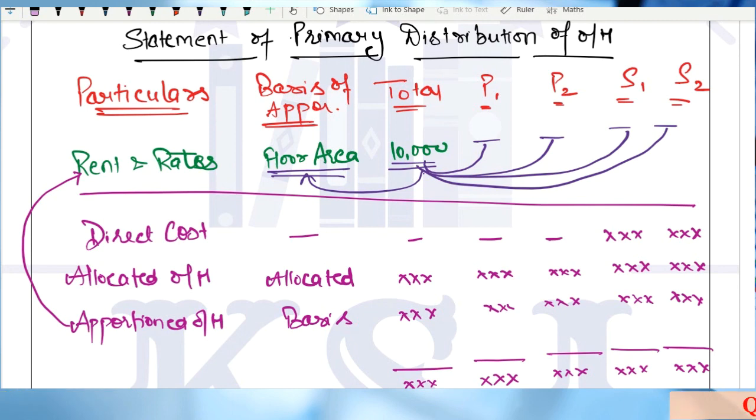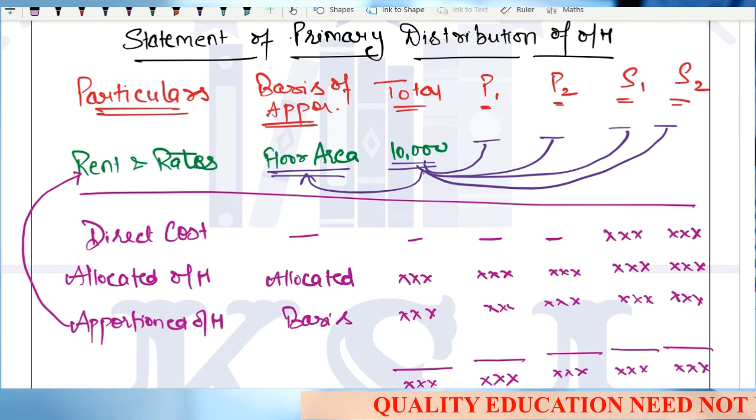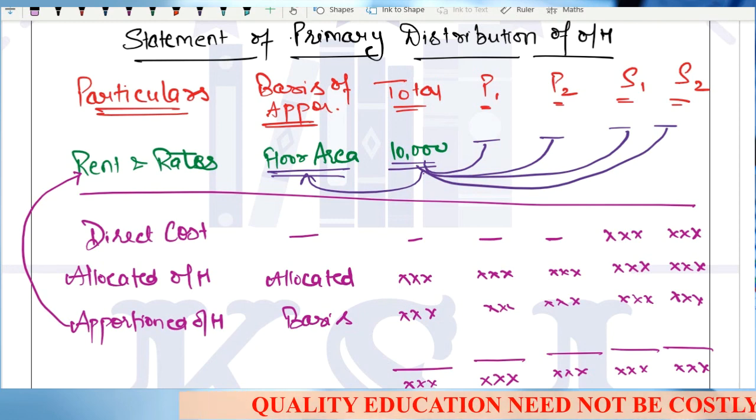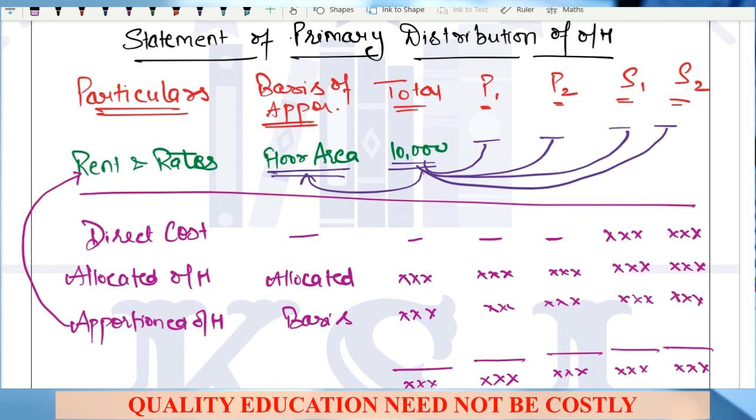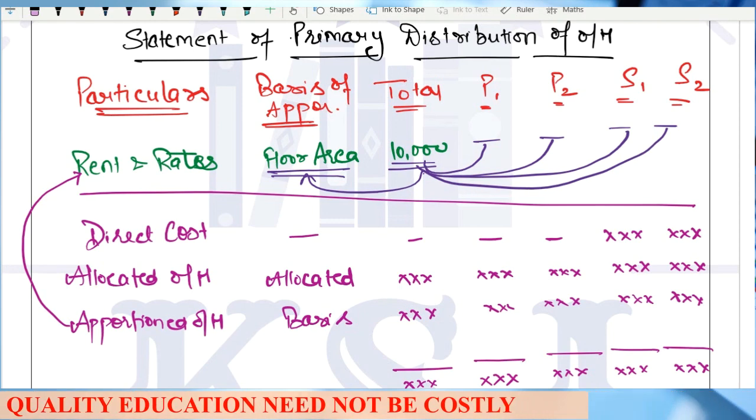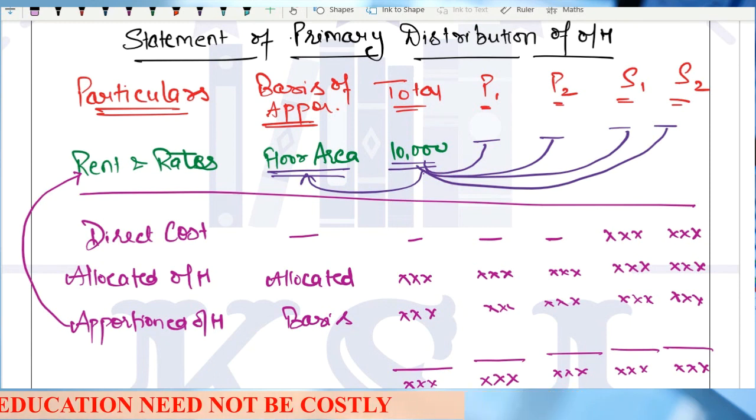So in the next lecture, what we are going to start with is the next topic, the next step, that is secondary distribution of overheads. One of the most important steps. After that, absorption. Are you saying every step is important? Yes, because this chapter is the most important chapter. Right? So in the next lecture, we'll be starting with secondary distribution.